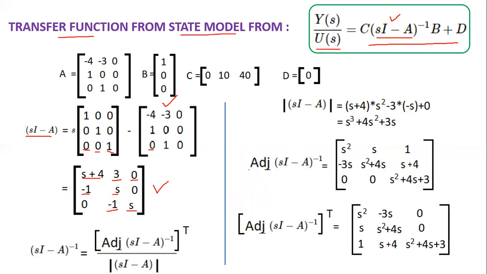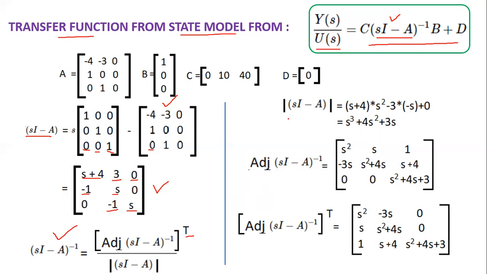Once we have found sI minus A, we need to find the (sI minus A) whole inverse. How to identify the (sI minus A) inverse? It means the adjoint of (sI minus A), transposed, divided by the determinant of sI minus A. First we will check the determinant of sI minus A, and then we will see the adjoint.